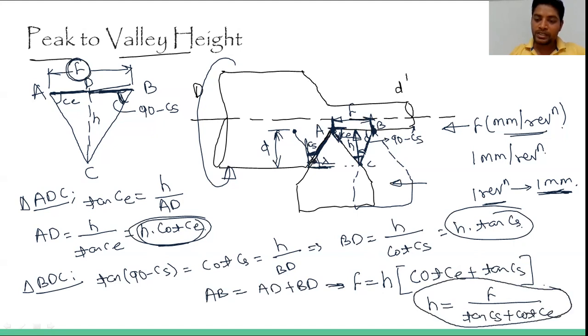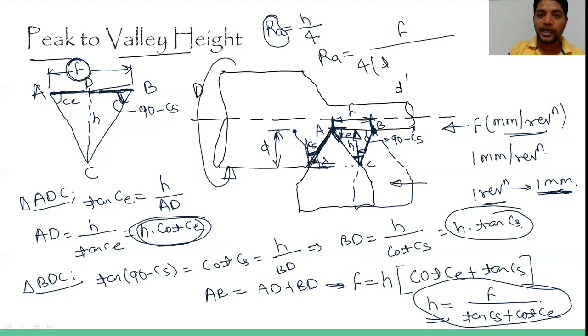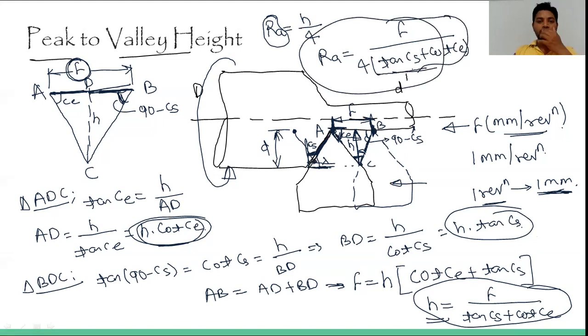So this is basically the peak to valley height. Now, in case the surface roughness is asked, then the surface roughness value will be equal to Ra. That is a standard defined by Ra, and that will be equal to H by 4. So whatever the peak to valley height is, quarter of that, 1 by 4. So Ra will be equal to F upon 4 into tan CS plus cot CE. This will be the relationship, the mean formula for the surface roughness.